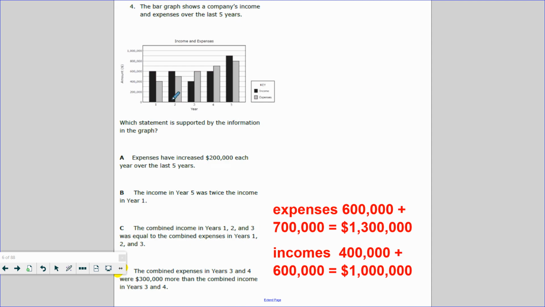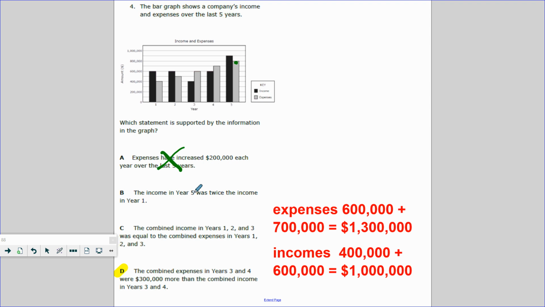This is a bar graph. Which statement is supported by the information in the graph? Let's make sure you understand it. The dark one is about income. The light one is about expenses. Income, how much you make. Expenses, how much you spend. Expenses have increased 200,000 each year over the last 5 years. So has it increased? This is 400,000. This is 800,000. No, it increased 400,000. Wrong.